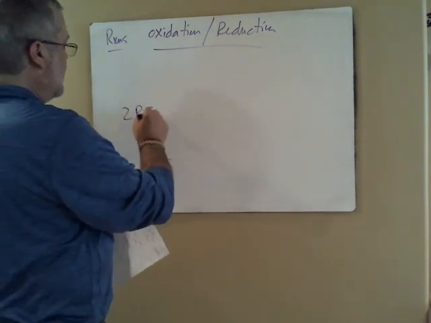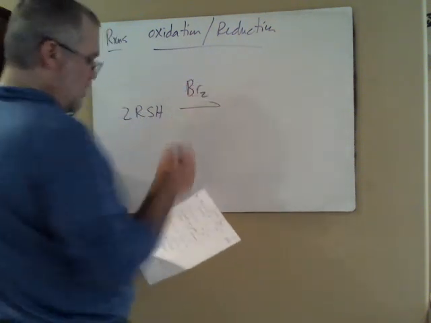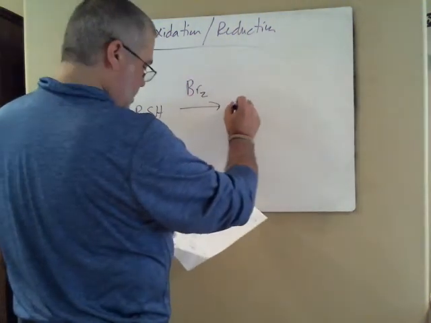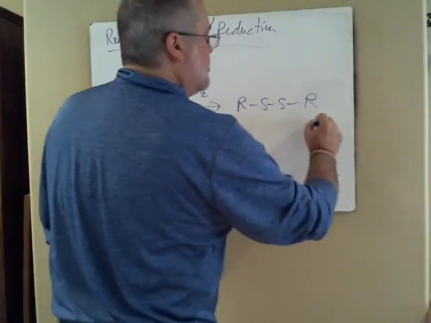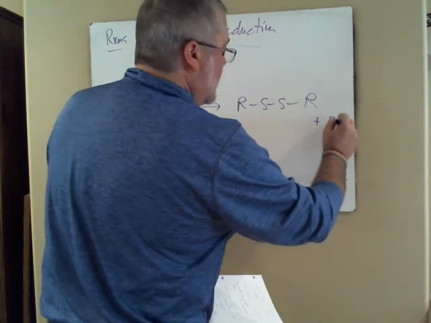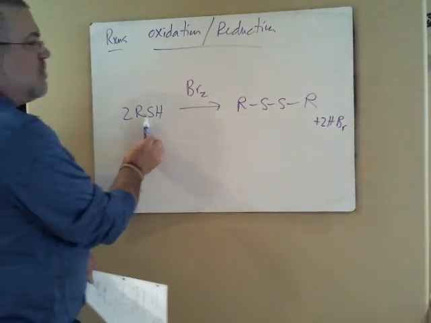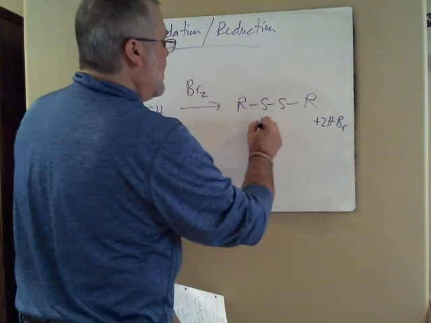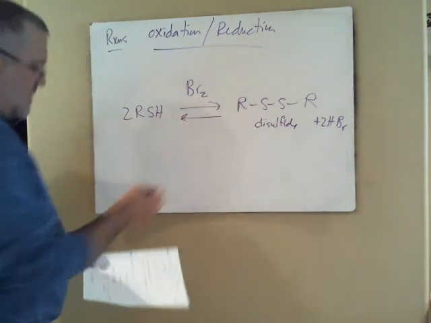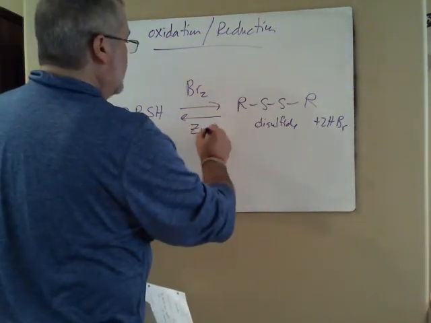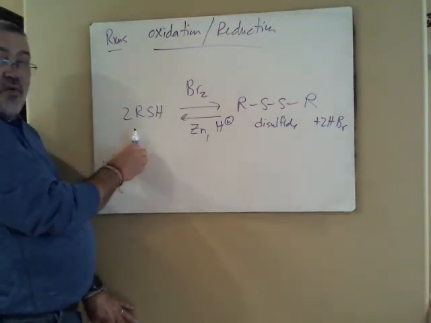If you have two thiols, you can oxidize them with bromine, and you will form a disulfide plus HBr, and to balance, that's a 2. Okay, so you're forming a disulfide. But you can also take the disulfide, treat it under reducing conditions, zinc and acid, and you actually can reform the thiol.